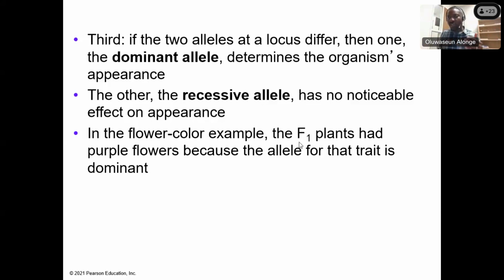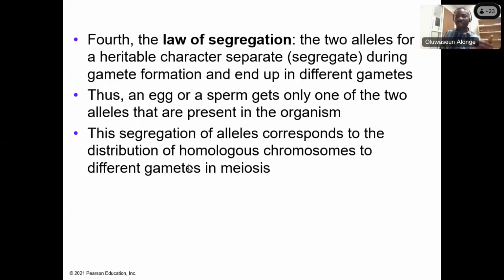All right, so the F1, which we saw as purple flower, is the dominant, and the white flower is the recessive. Fourth, which is what I stressed earlier, is the law of segregation. And the law of segregation is simple.